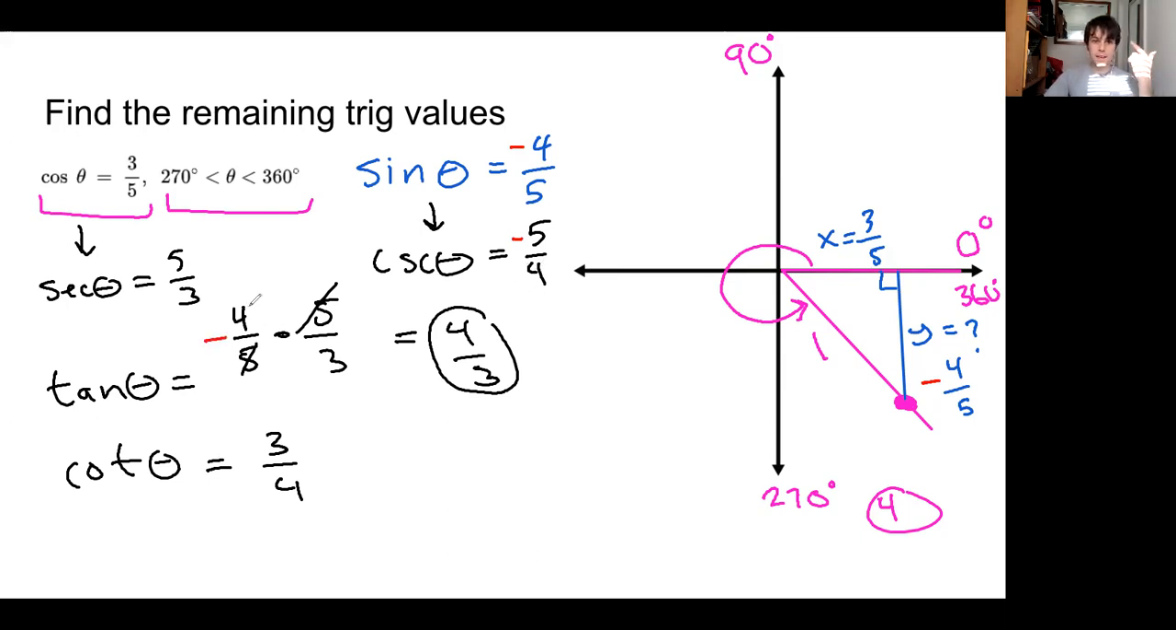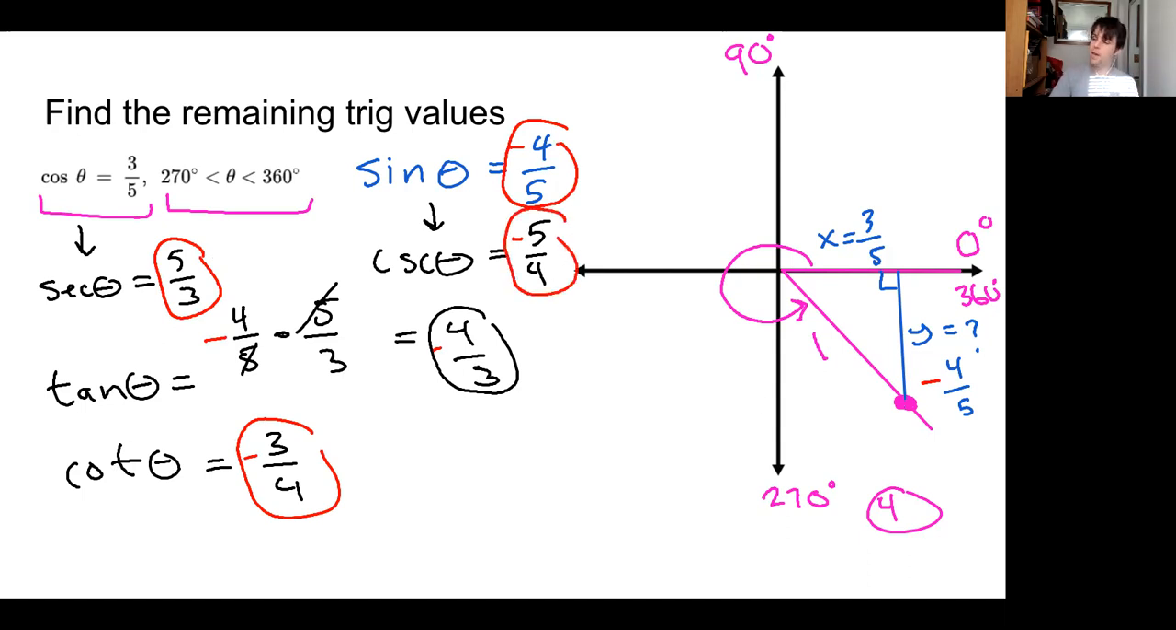That means that I need to put a negative here when I did this process, which makes tangent negative. And then if tangent is negative, when I use my reciprocal property, cotangent will also be negative. So kind of a small error there, but it definitely did affect my answers. I didn't pay attention to which quadrant I'm in. So that's an important aspect.